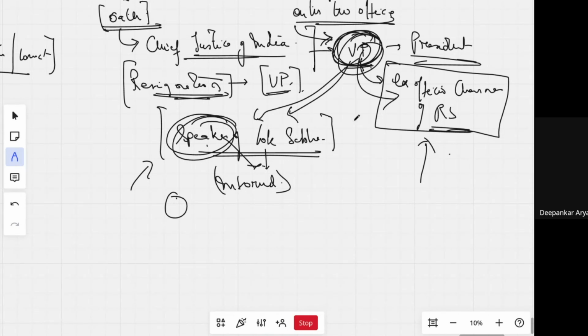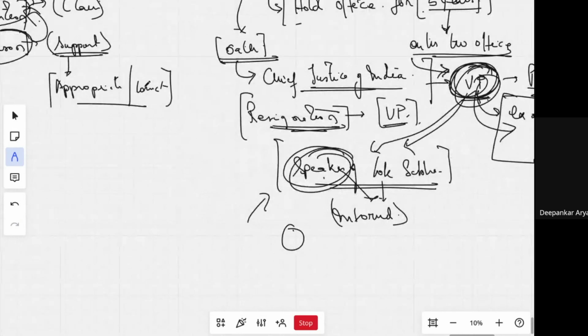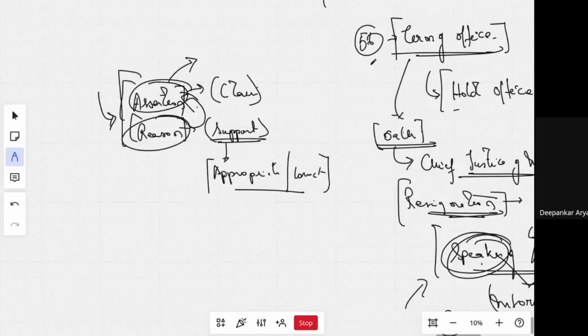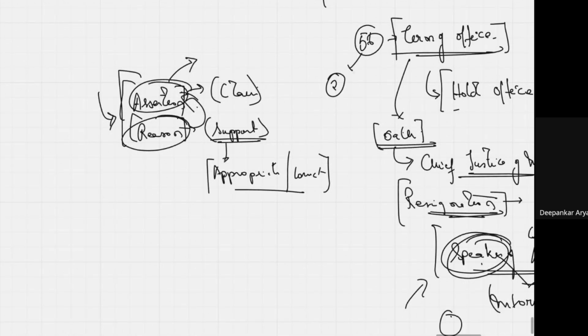Okay, and this is something you will find in Article 56, sub-clause 2. Article 56(2) simply says that any resignation addressed to the Vice President shall be communicated by him to the Speaker of the House of the People. Okay? Is that clear?